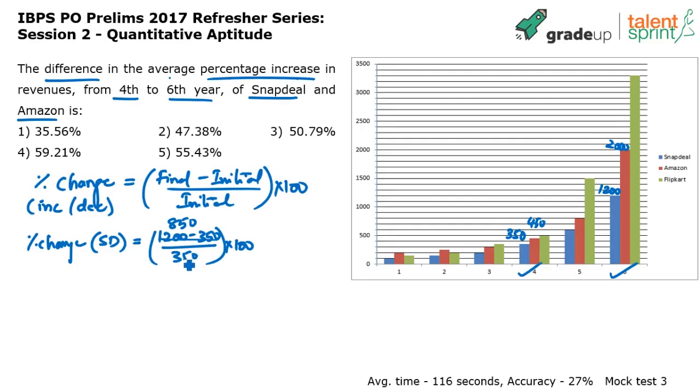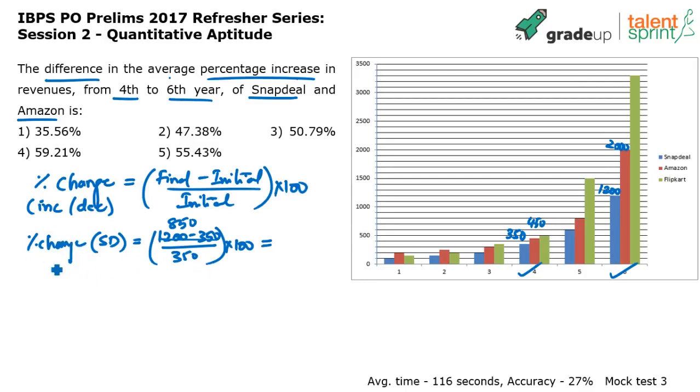You understand? 850 by 350 into 100. Or keep it as it is. 850 by 350 into 100. Right? Or you can simplify if you want to. So I think this is... Achha, let's keep it as it is because there are more calculations involved.